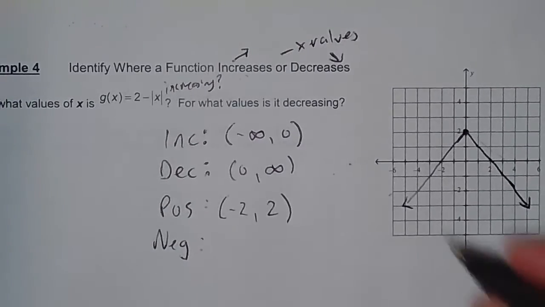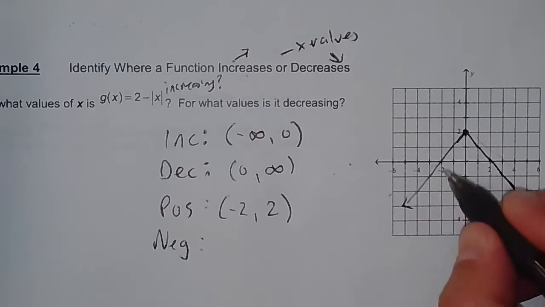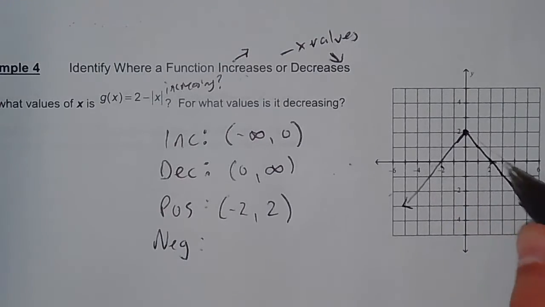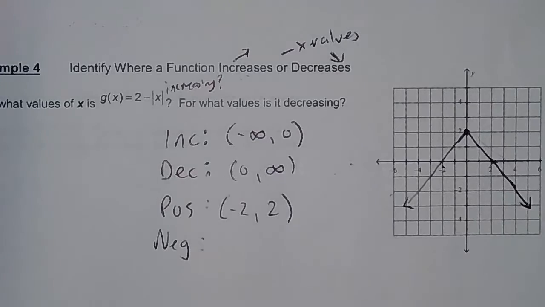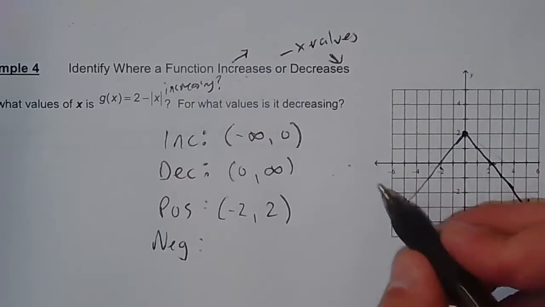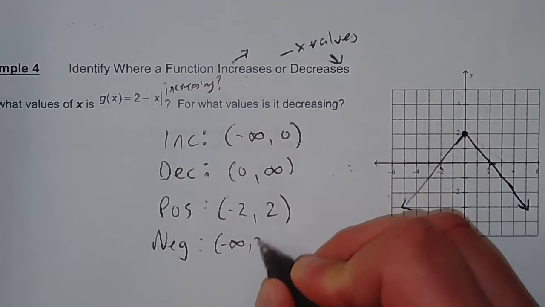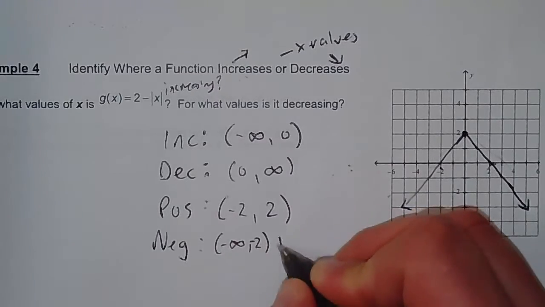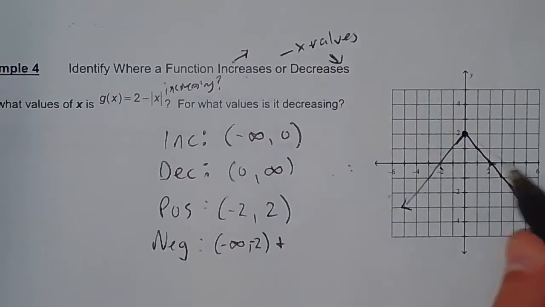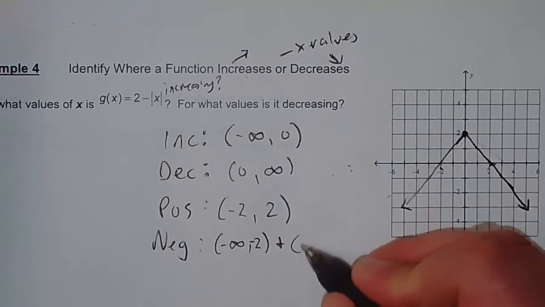It's negative twice, though. Remember, it's below the x-axis here, and it's below the x-axis here. So we're going to have two negative intervals. Those would be from negative infinity to negative 2, and from 2 on to infinity for this part.